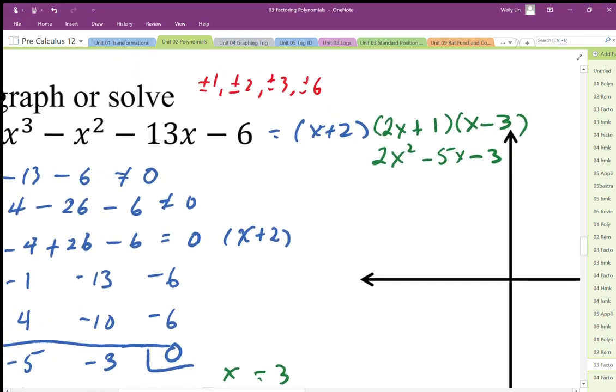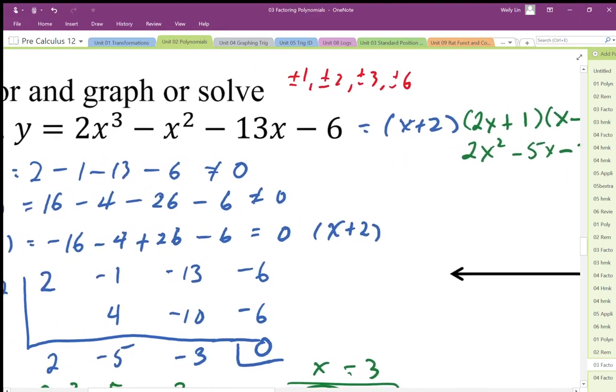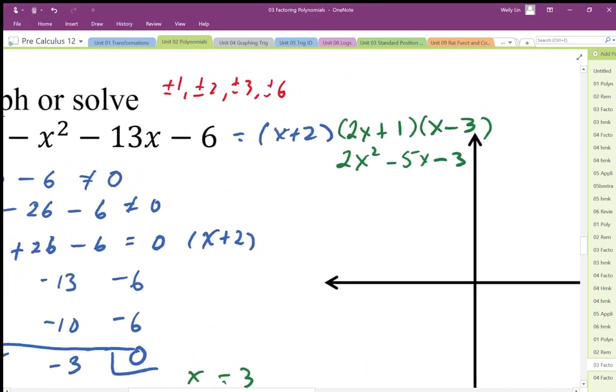So the question asks me to graph it. So I need to graph this. It's a y equals equation. What I do know is I have 3 roots, and my 3 roots are going to be at negative 2. So it's going to be a root here. I'm going to have one at negative 1/2. So negative 2, negative 1/2. And I have one at positive 3. I also have a y-intercept at negative 6.